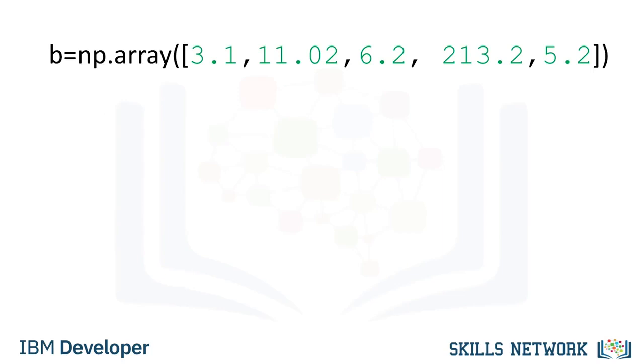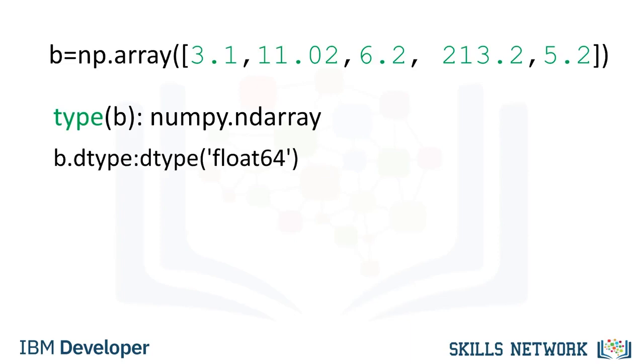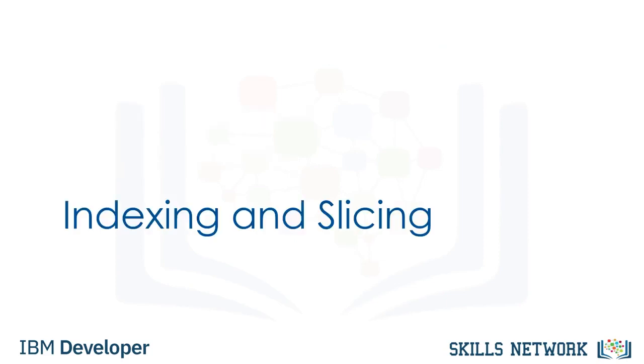We can create a Numpy array with real numbers. When we check the type of the array, we get numpy.ndarray. If we examine the attribute dtype, we see float64 as the elements are not integers. There are many other attributes. Check out numpy.org. Let's review some indexing and slicing methods.